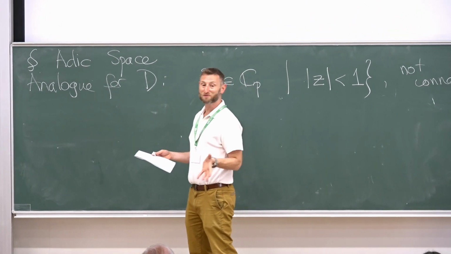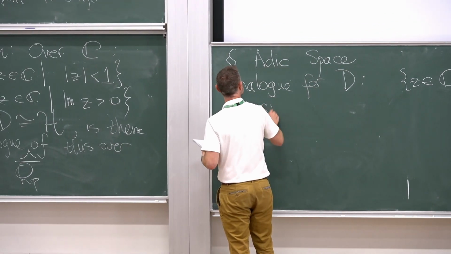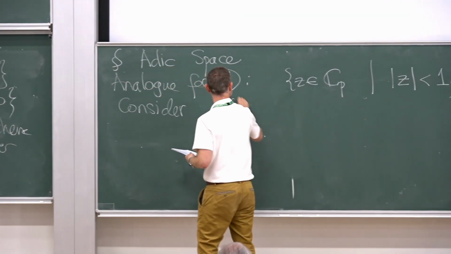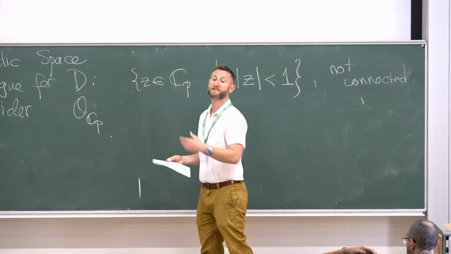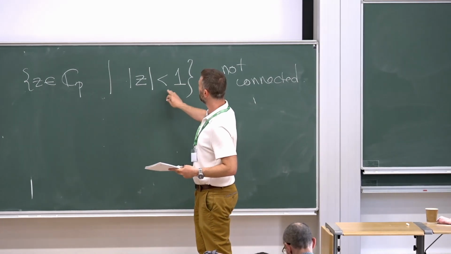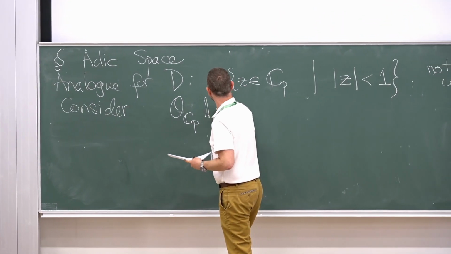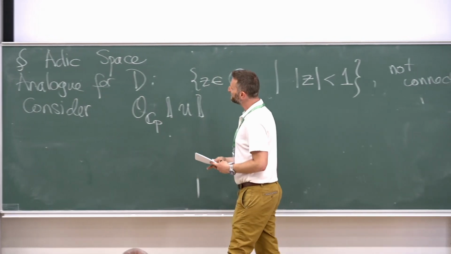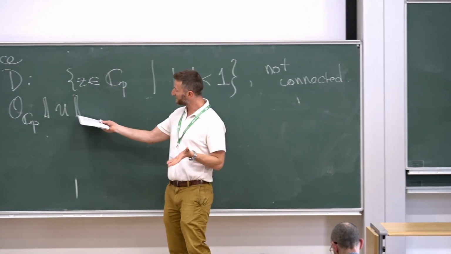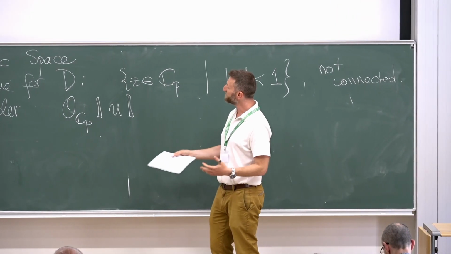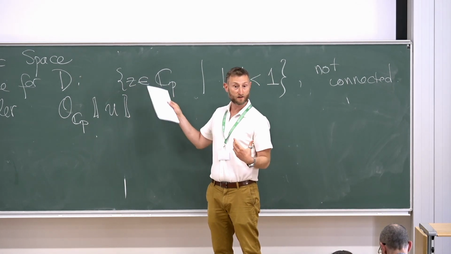I'll try to be very brief about how this goes. O_{C_p} is going to be the ring of integers in C_p, all elements with absolute value less than or equal to 1. And if I were to consider the power series ring over this in one variable, what I want to do is consider this as related to the disks that I care about. These are all the power series that converge on the disk D over here.